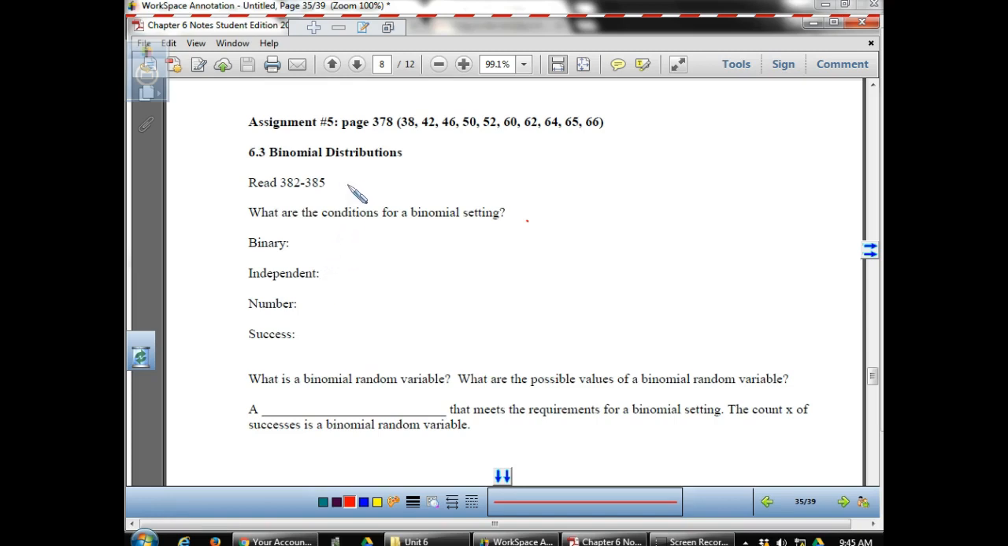We're going to learn about the binomial distribution today. So what are the conditions for a binomial setting? We're going to use an acronym referred to as BINS, and you will be thankful for these acronyms at the end of the year when we're preparing for the AP exam. It helps you remember all the different things you're supposed to talk about. So this is an acronym.